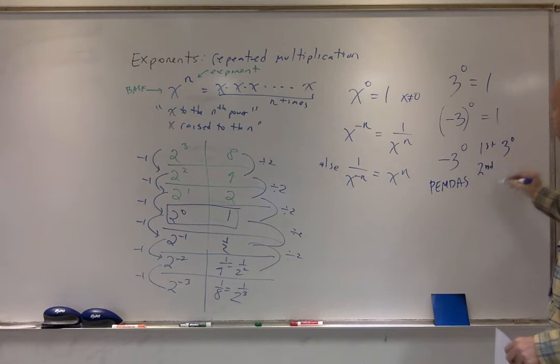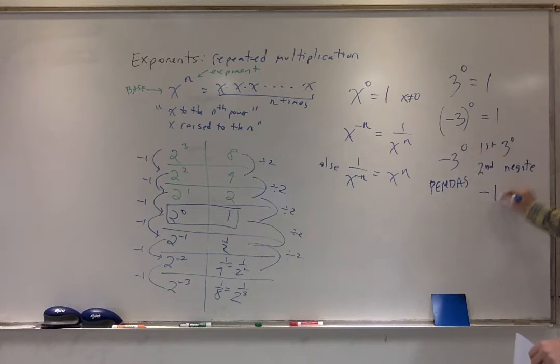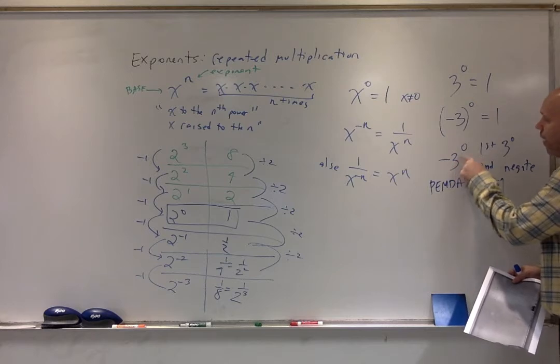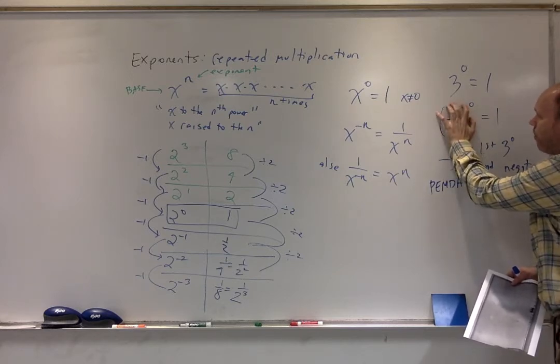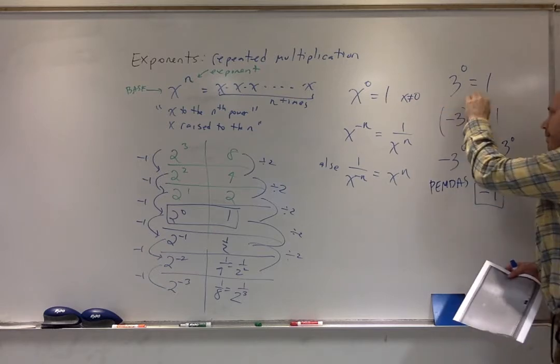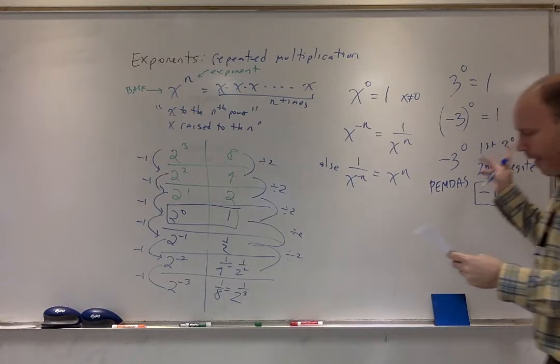Second, negate. And so the answer here is -1. Once again, 3 is being raised to the 0 and negated versus -3 raised to the 0. And that'll help you with the homework.